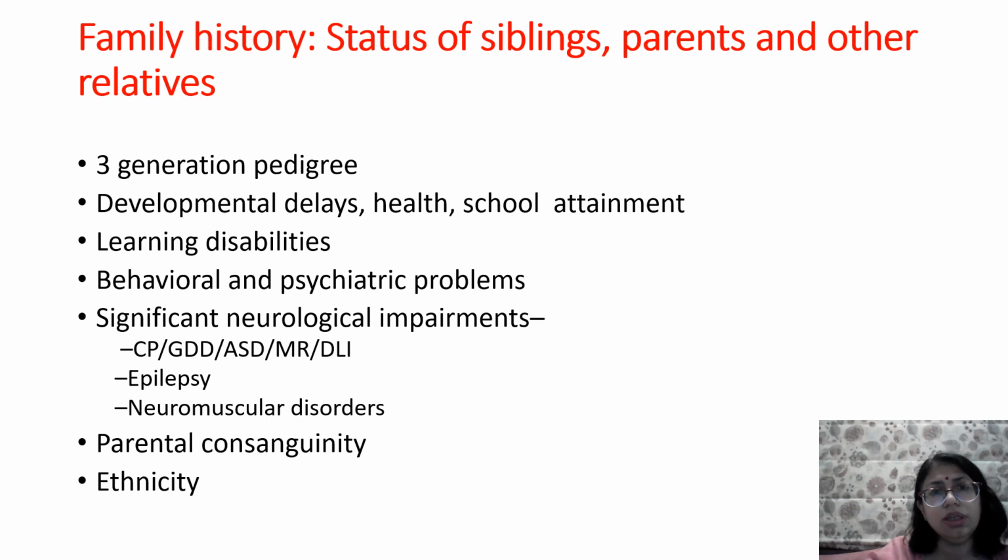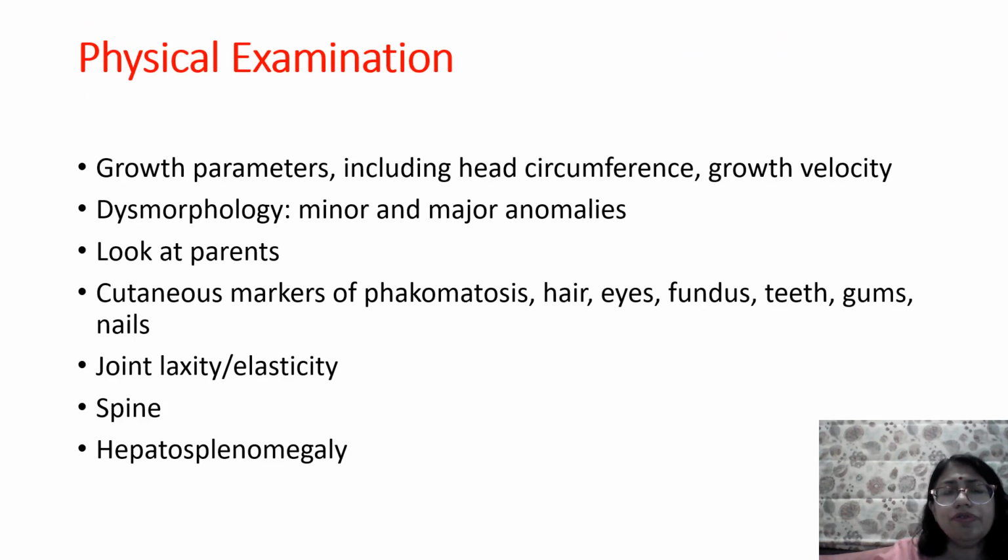In the family history, we need to not only know the status of siblings, but we also need to know about 3-generation pedigree, the parents and other relatives, regarding if they had developmental delay, what was their health like, what was their school attainment or school performance, any learning disability anybody faced, any behavioral or psychiatric problems, any significant neurological impairments like cerebral palsy, global developmental delay, autism, or intellectual disability, or developmental language impairment, epilepsy, neuromuscular disorders, parental consanguinity, and ethnicity. Coming to the physical examination.